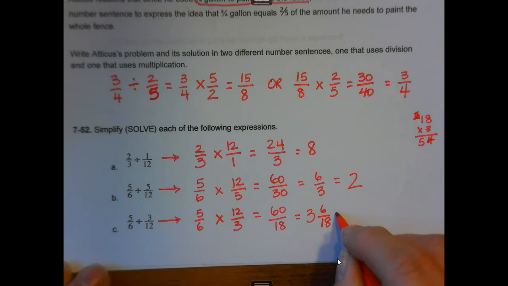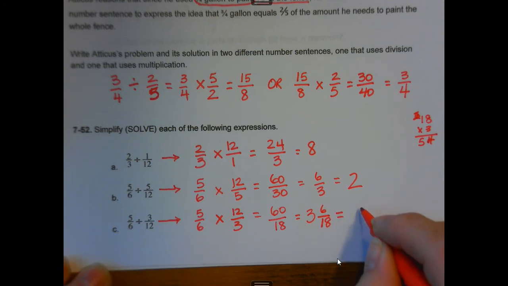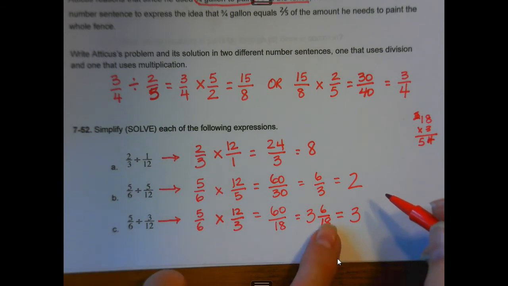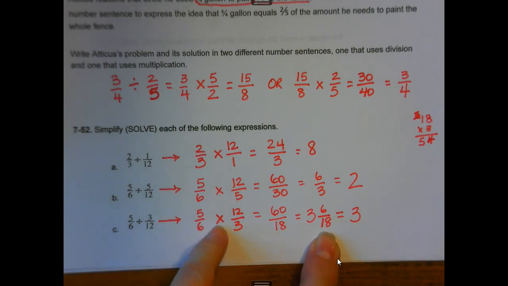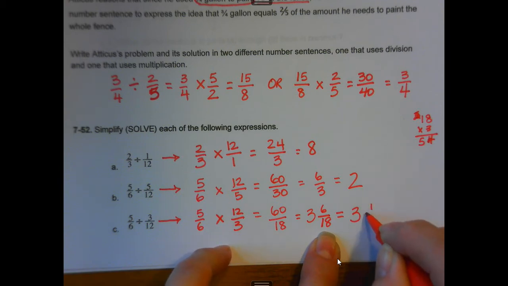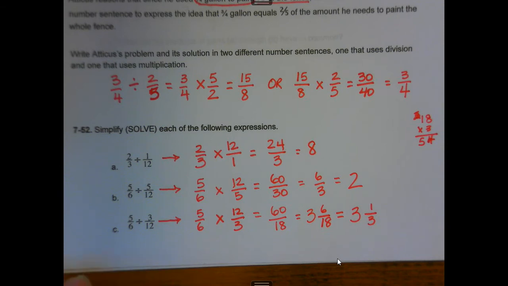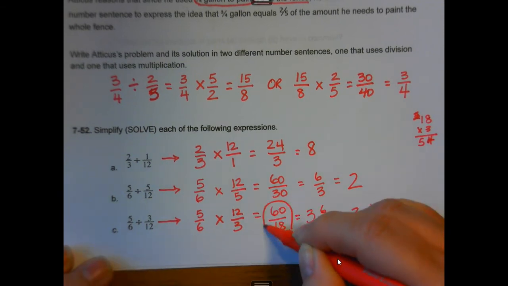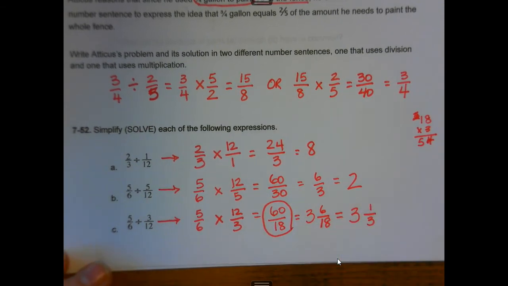I can also simplify that or reduce it a little bit further. My 3 stays the same. And I know that 6 and 18 share a factor, the number 6. So I can reduce that down to 1/3, 3 1/3. If you simply want to keep it as the fraction that we got at the beginning, I am fine with that for this assignment.